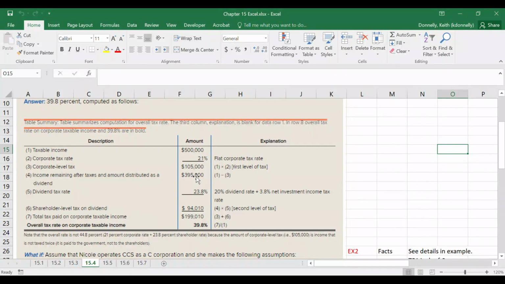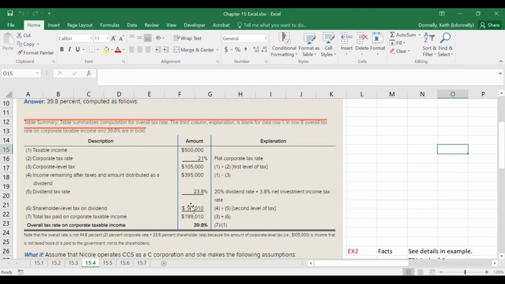We're going to push all of this out as a dividend to our individual shareholder who has a dividend tax rate of 23.8%. So the 395 at 23.8%, the shareholder is going to pay 94,000, right? So tax 1 was 105 at the corporate entity level. Tax 2 at the shareholder level is 94,000.